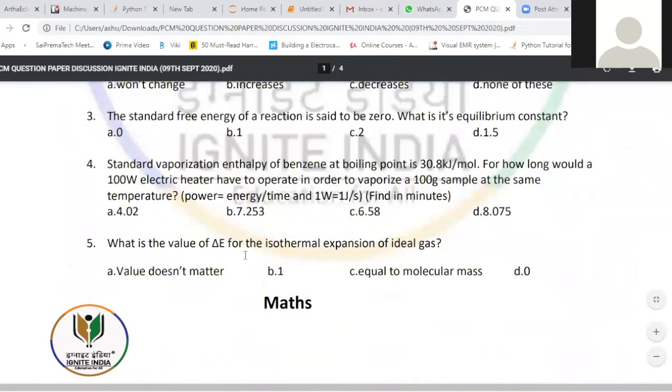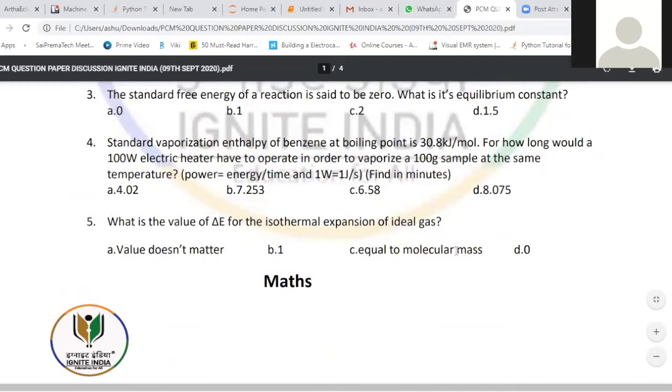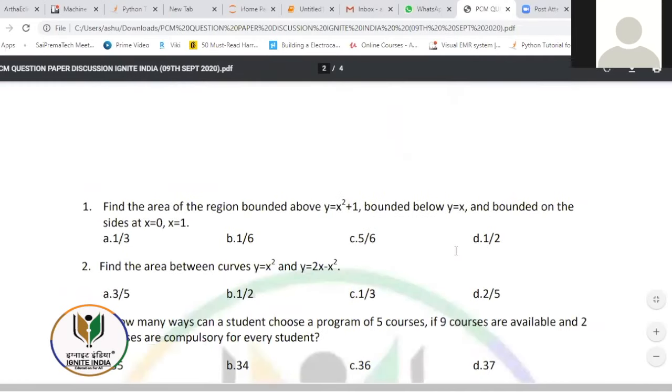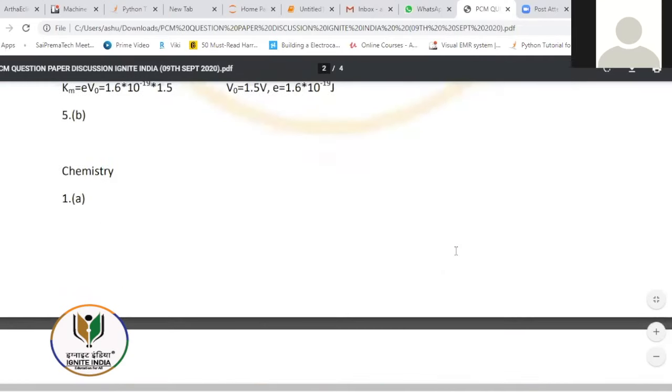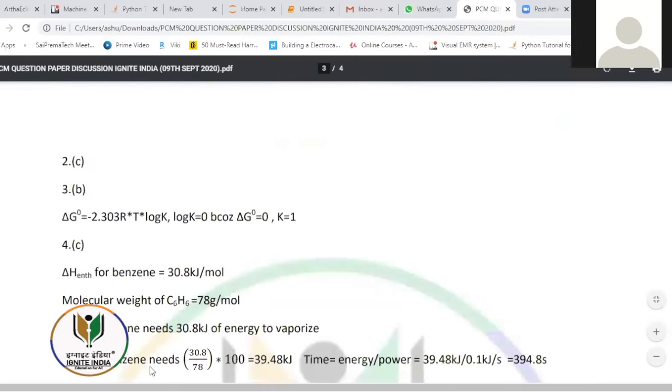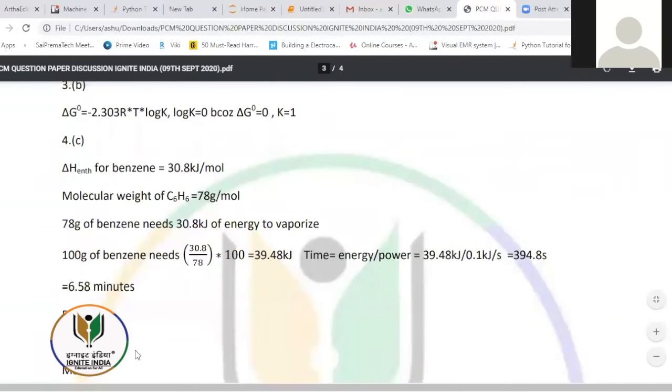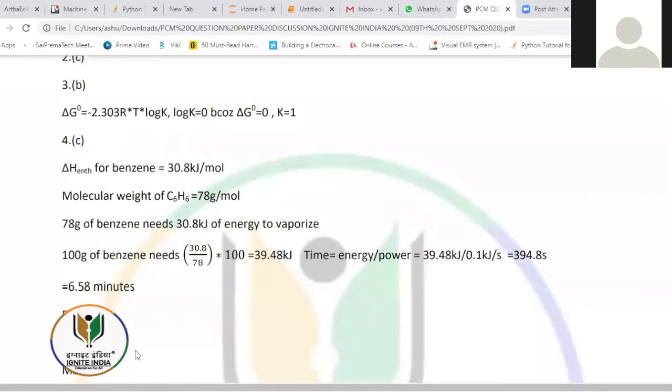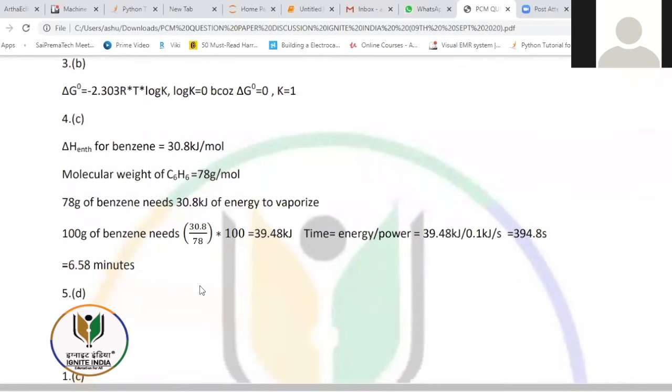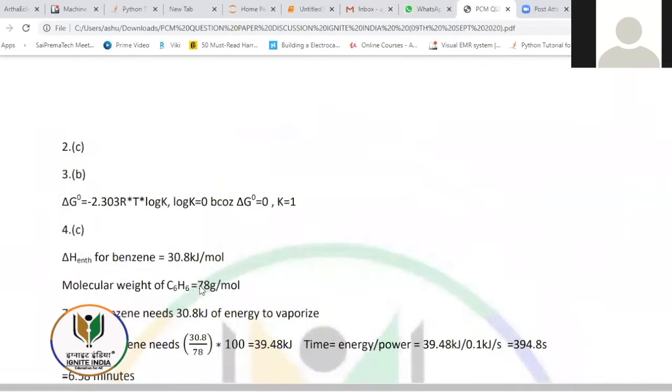Last, what is the value of delta E for the isothermal expansion of an ideal gas? What is the answer? D. For an ideal gas, what is delta E? It is an isothermal expansion, so there will be no change in internal energy, which is D. Okay, 0. Now let's go for mathematics.